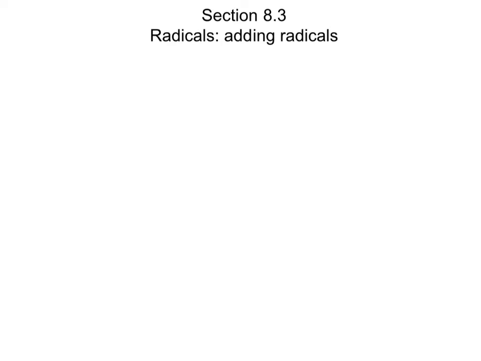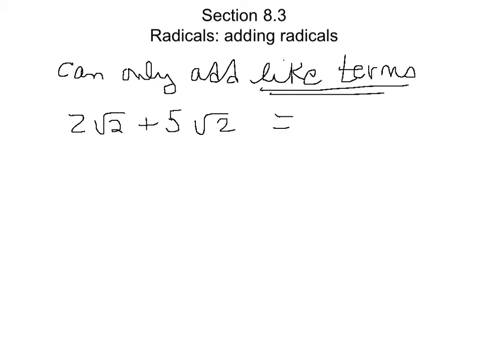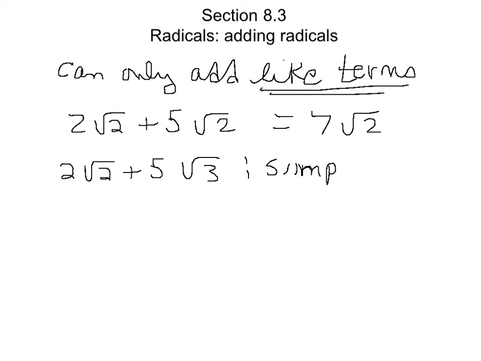Okay, gang. Now, just as with adding expressions, you can only add or subtract like terms. So I could add 2 square root of 2 plus 5 square root of 2. That gives me 7 square root of 2. It's like 2x plus 5x. But I can't add 2 square root of 2 plus 5 square root of 3. That's already in simplest form.